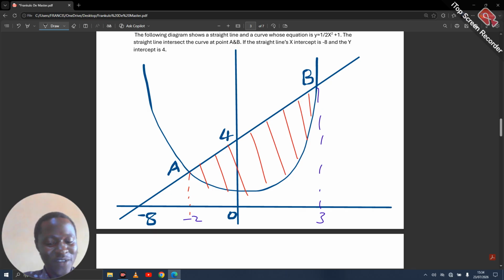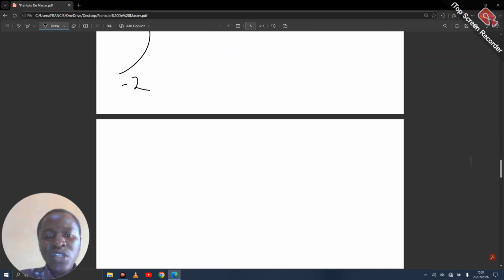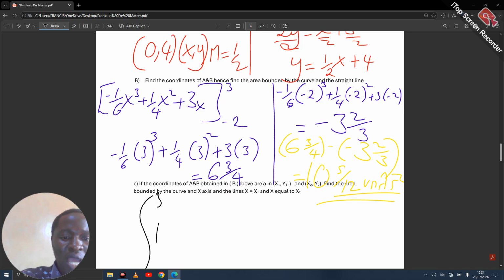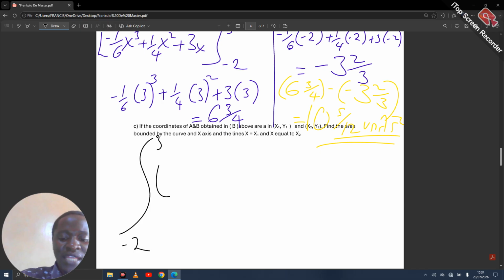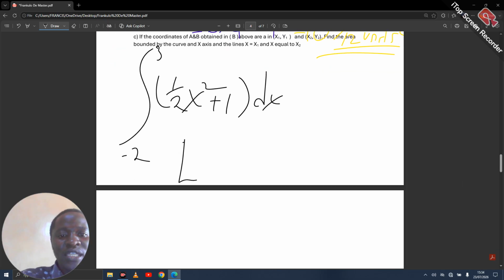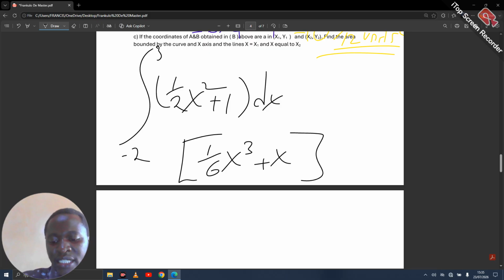Very simple. This is our x1. This is our x2. So you are integrating from -2 all the way to 3. And what are you integrating? You are integrating the curve, which is a half x squared plus 1 dx. So upon integrating this, what will we have? A sixth x cubed plus x integrated from -2 all the way to 3.